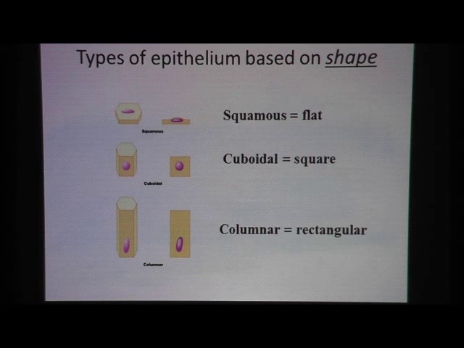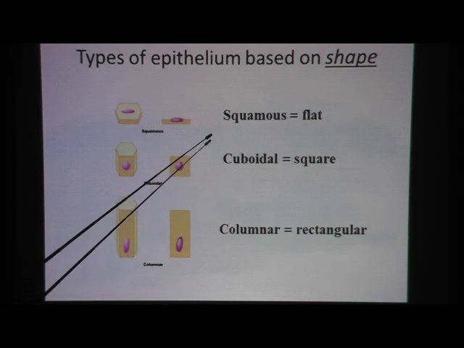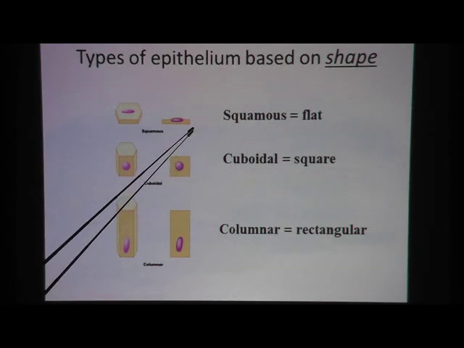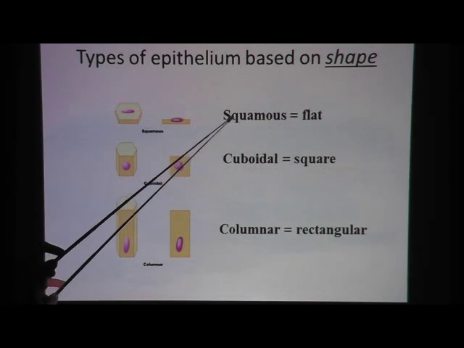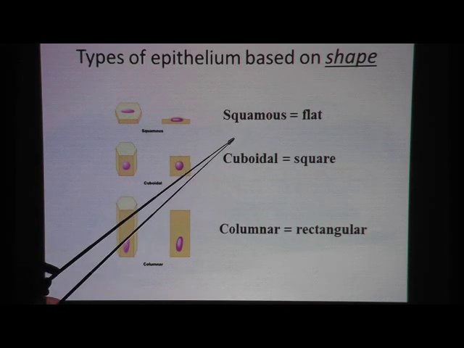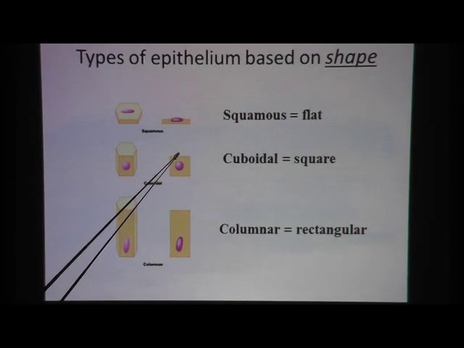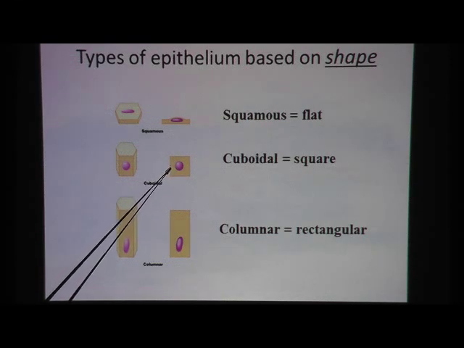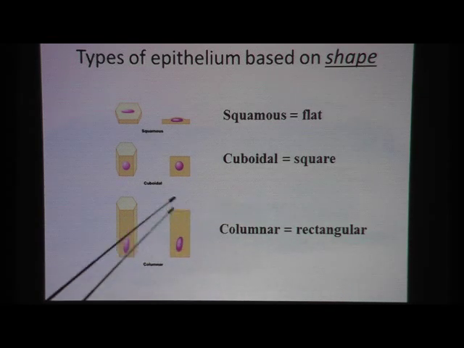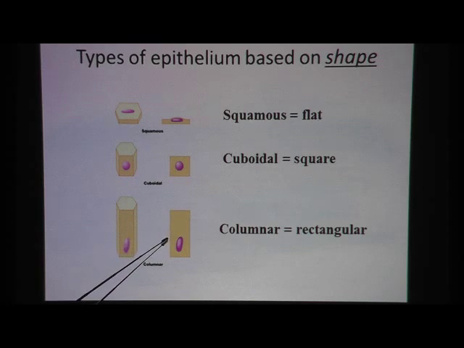In addition to naming them by how many layers of cells, we can also name them by shape of the cell. If the cell is flat, we call it squamous. I personally prefer the word squished, because squished is SQ, and that reminds me of the word squamous, because squamous is also SQ. If the shape of the cell is square, square is defined as the height is about the same as the width, then we call that cuboidal. And if the shape is rectangular or tall and skinny, we call them columnar.